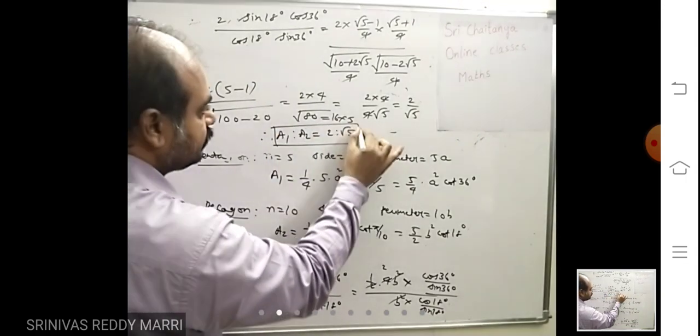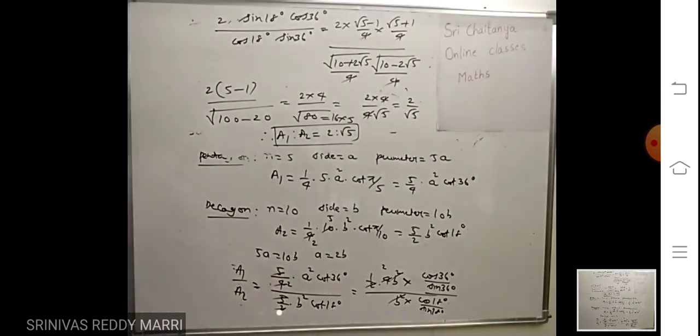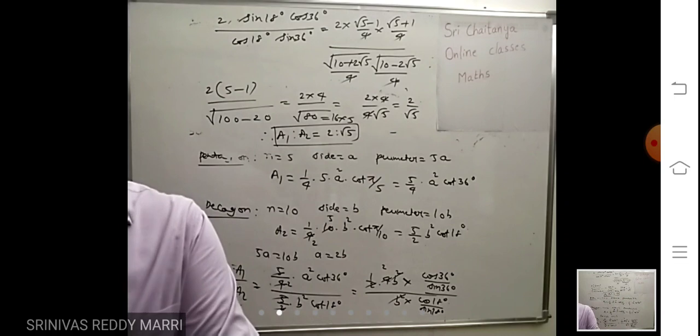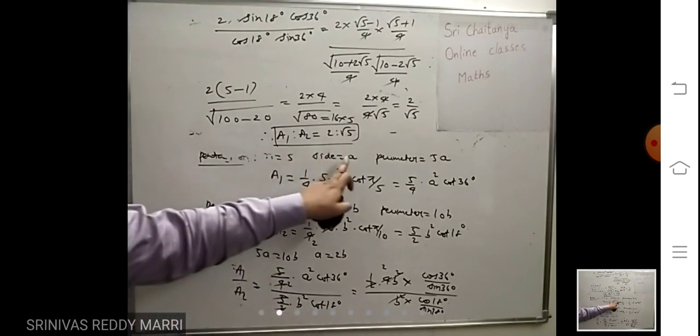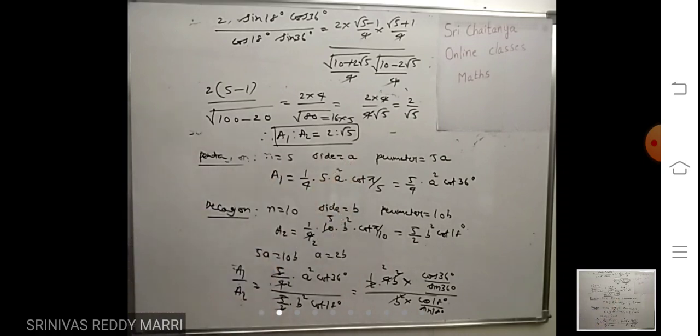That is the answer. Just use the formula whenever you know the number of sides and the side length. Use this formula, 1 by 4 n a square cot pi by n, to calculate the area of a polygon. If any doubt, raise your hand.